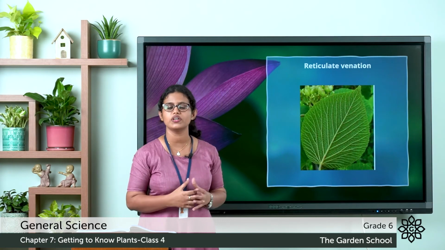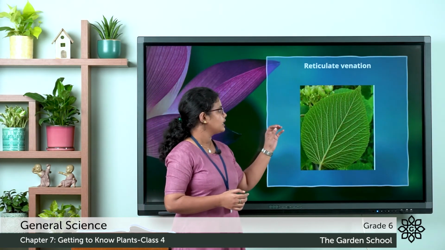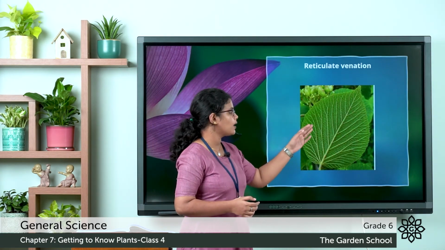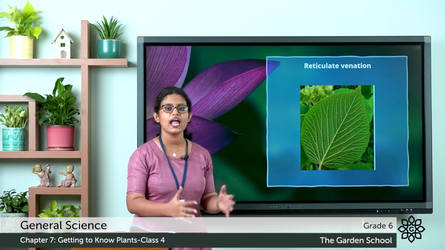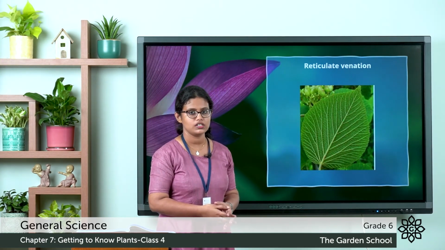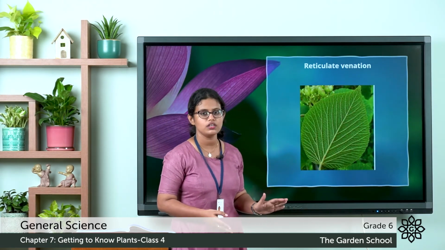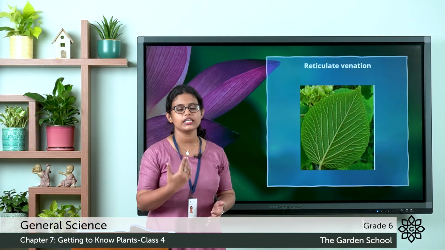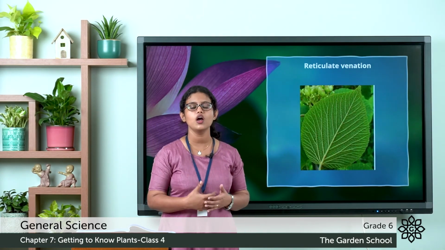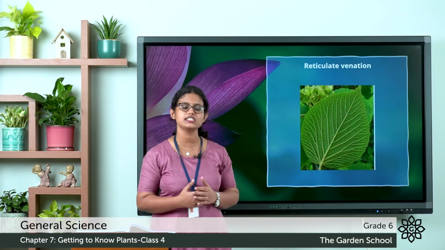You can see the picture of a leaf here. If you closely observe this picture, you can see the leaf veins originating from the midrib, spreading in all directions and forming a network. That is reticulate venation, and it occurs in dicotyledonous plants, that is, plants that bear fruits with two seeds.